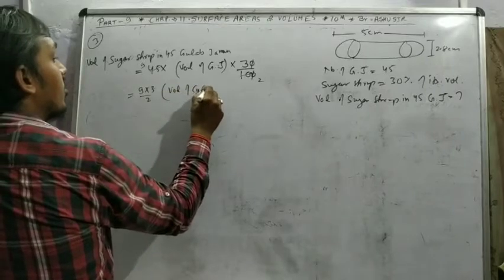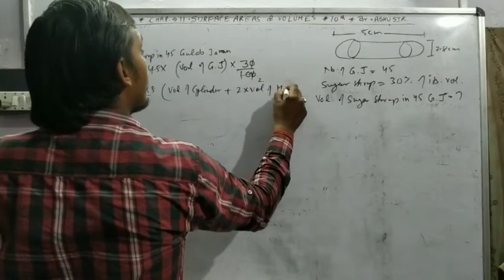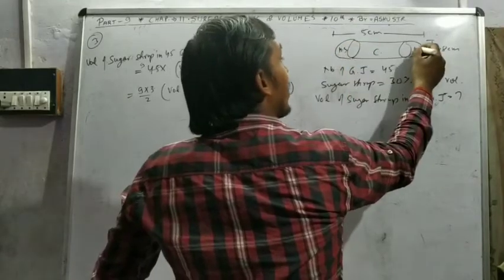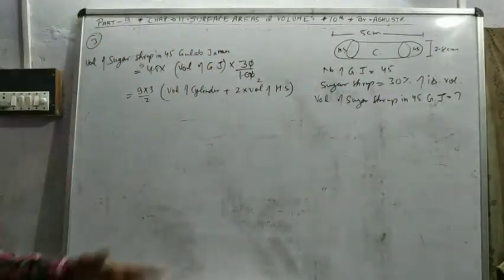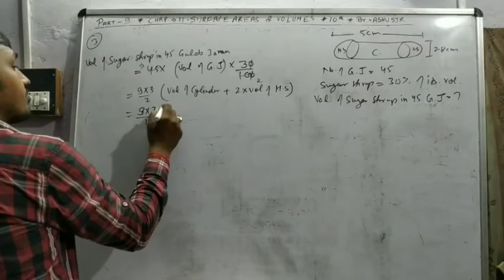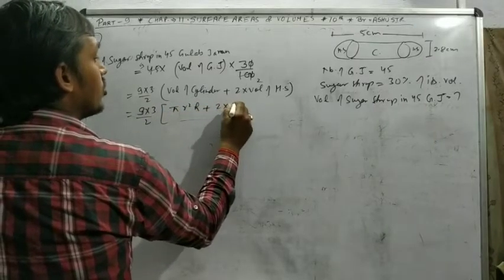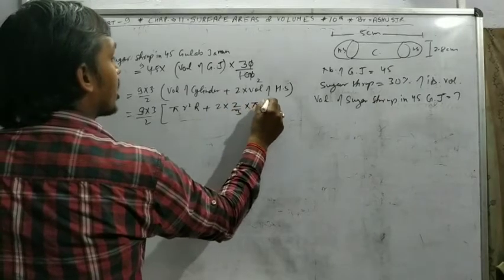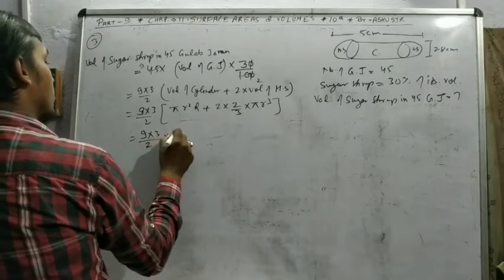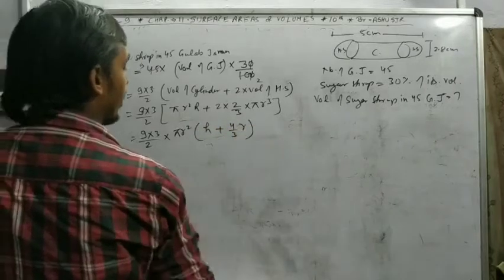The volume of gulab jamun is the volume of the cylinder plus 2 volume of hemisphere, because this is the cylinder and this is the hemisphere. When we add these all three volumes, we get the volume of gulab jamun. This is same as 9 into 3 by 2. One cylinder, pi r square h, plus 2 into 2 by 3 pi r cube. So 9 into 3 by 2 into pi r square common, h plus 4 by 3 r remains.